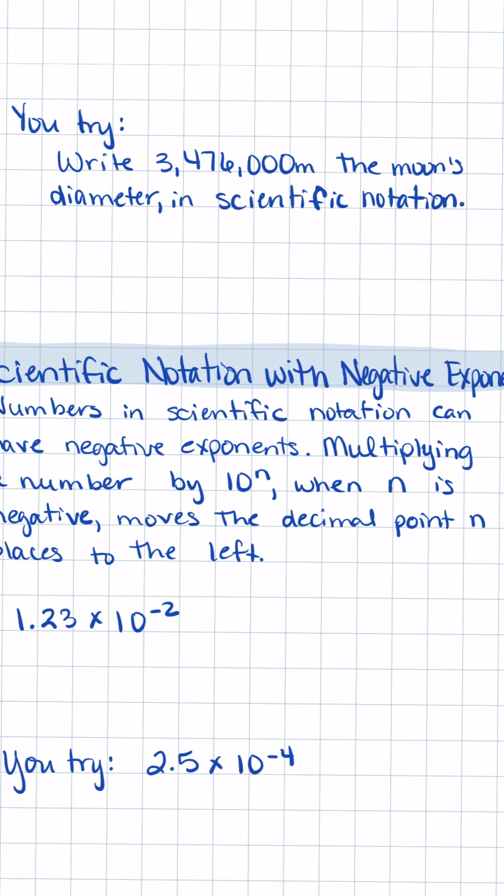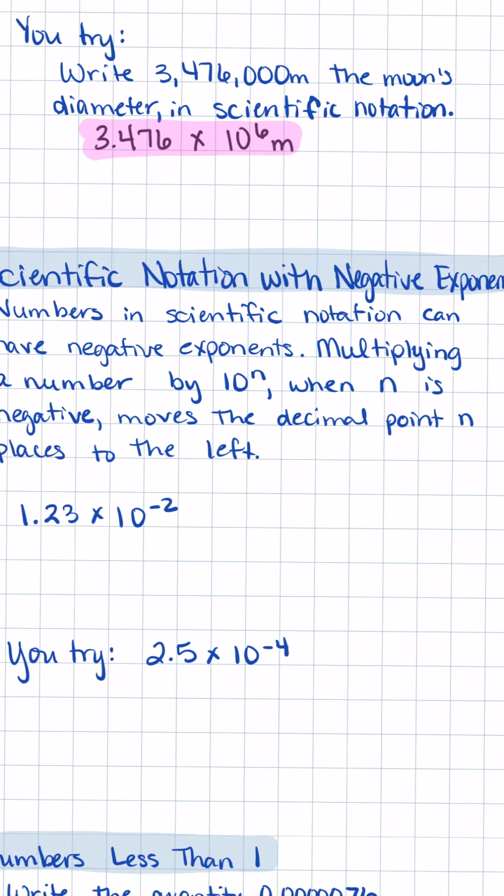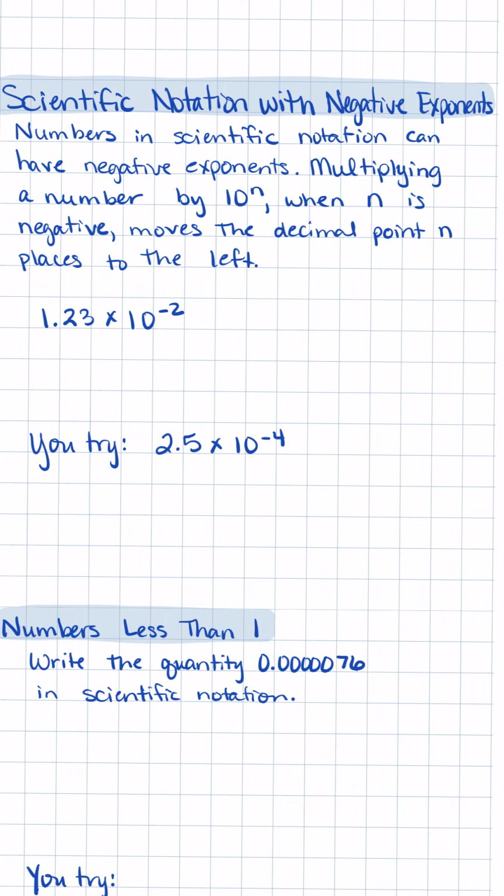Okay, here's one for you to try. Write 3,476,000 meters, the moon's diameter, in scientific notation. Press pause, come back to me when you're done. Okay, so you should have got 3.476 times 10 to the 6th power meters. Okay, if you did, good job. If not, no big deal. Now you know.